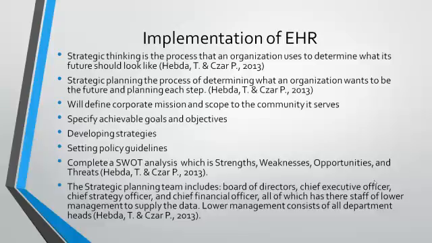The strategic planning team includes board of directors, chief executive officer, chief strategy officer, chief financial officer, all of which have the staff of lower management to supply the data. Lower management consists of all department heads.